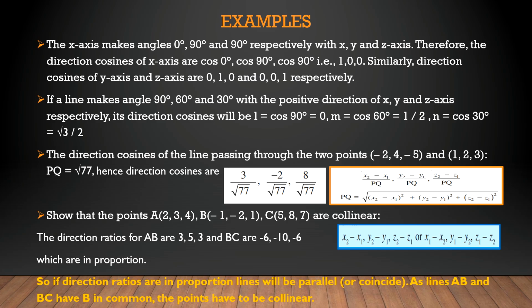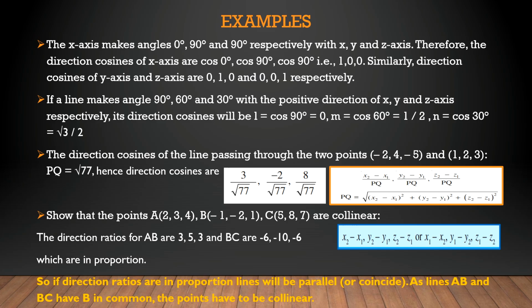Now the direction cosines of a line which passes through 2 points, say minus 2, 4, minus 5 and 1, 2, 3. So how will you find the direction cosines? You use the second formula in which first of all you find the magnitude of PQ. Magnitude of the line joining these 2 points would be the root of the sum of the squares of the differences of coordinates. That means 1 minus minus 2 which is 3 square, 2 minus 4 which is minus 2 square, 3 minus minus 5 that means 8 square. So that is root 77. PQ or magnitude is root 77.